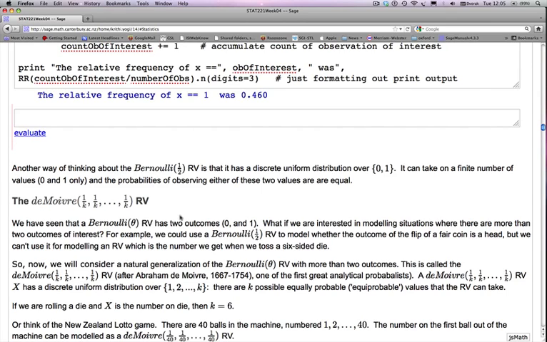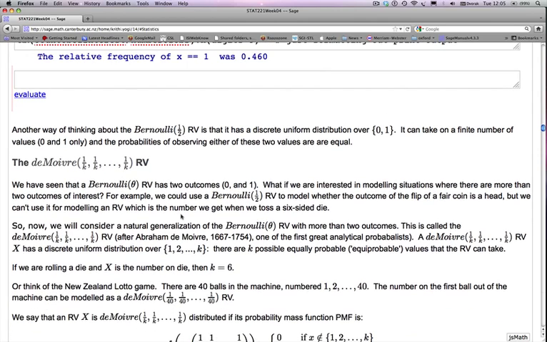So the de Moivre 1 over k, 1 over k, dot, dot, dot, 1 over k random variable is our new discrete probability model. In this one, we will allow the random variable to take on one of k possible values. So 1, 2, 3, all the way up to k for some fixed number k with equal probability.